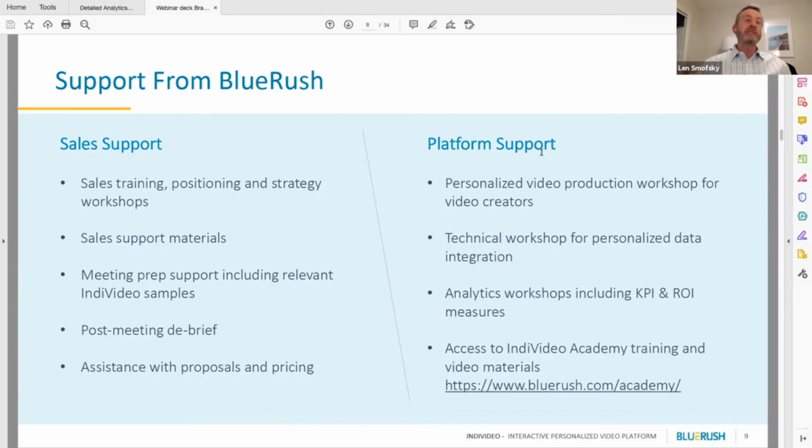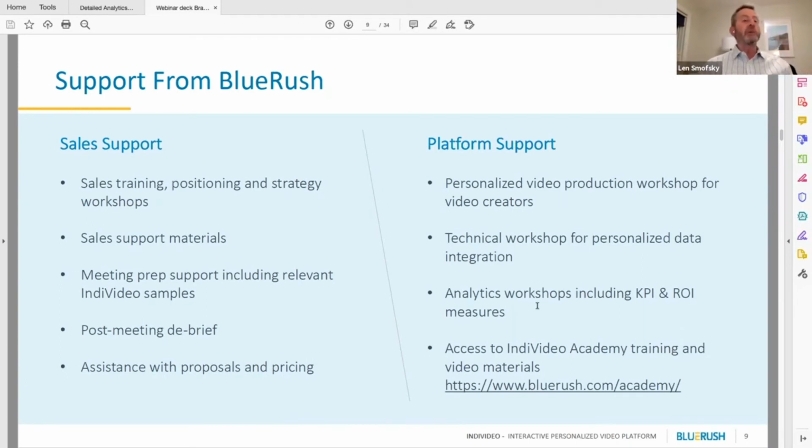And then on the platform itself, not only for our partners, but for end clients who are using this, whatever industry they're in, we do workshops for video creators. So we teach their video resources how to use this, with some of our top resources. We do technical workshops so that they learn to integrate the data. Again, the platform is designed to make it all easy, but we really help make it easier for them to learn by supporting them.